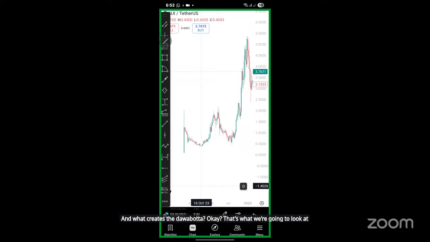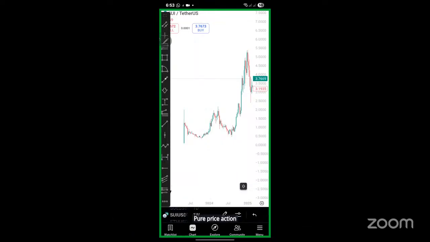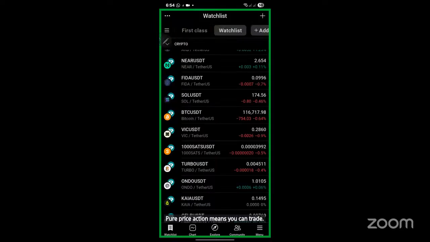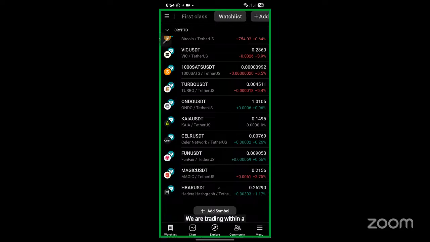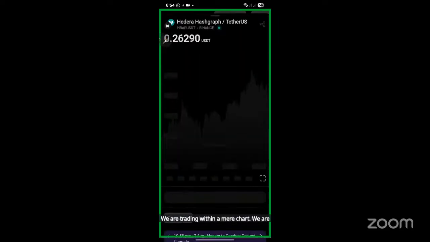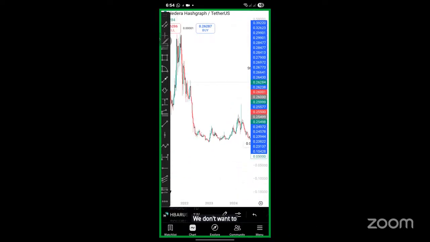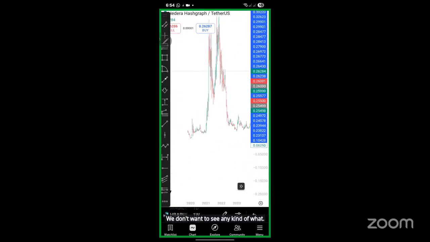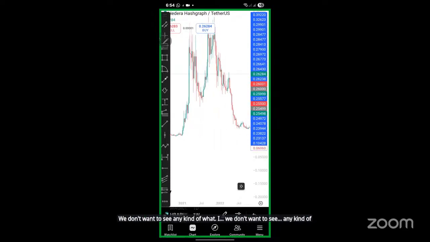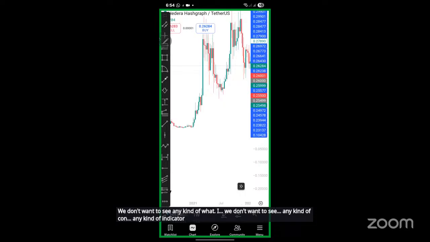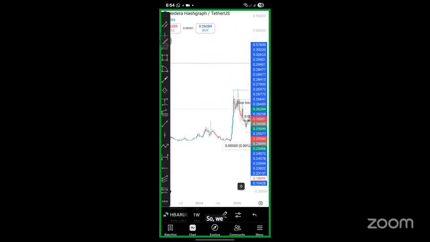And what we are looking at is pure price action. Pure price action means you can trade with a mere chart. We are trading with a mere chart. We don't want to see any kind of indicator in the chart. Okay, we just want to see price action doing work. So we need price action at work.